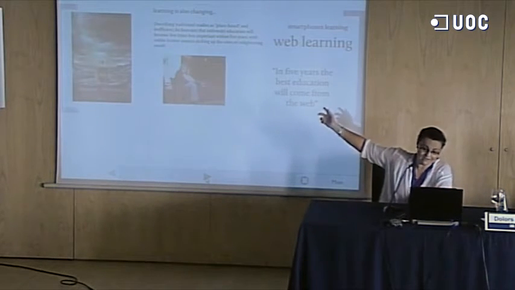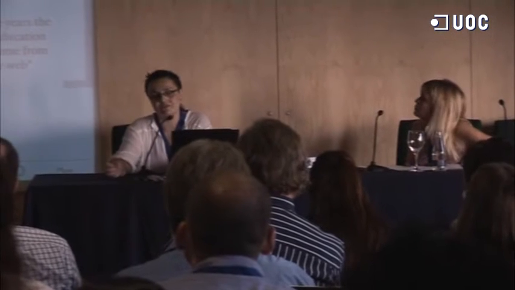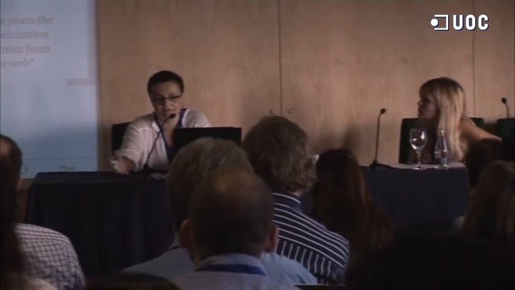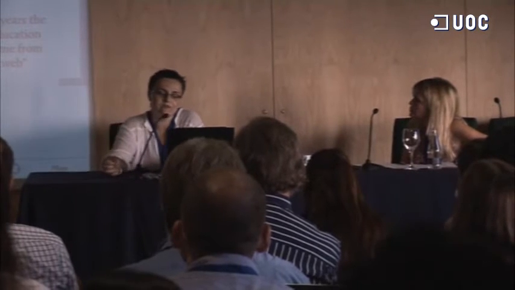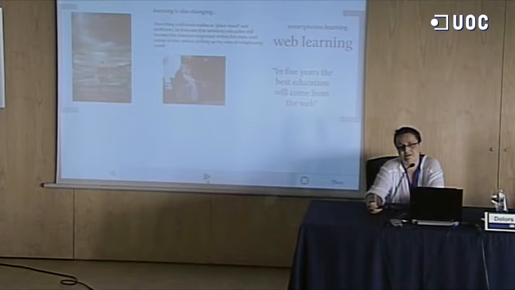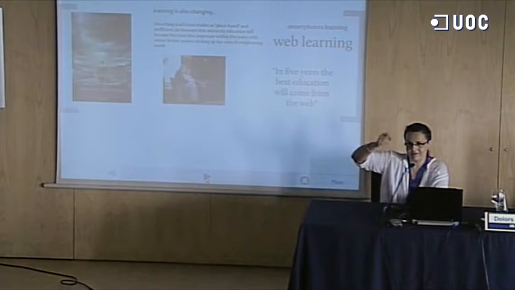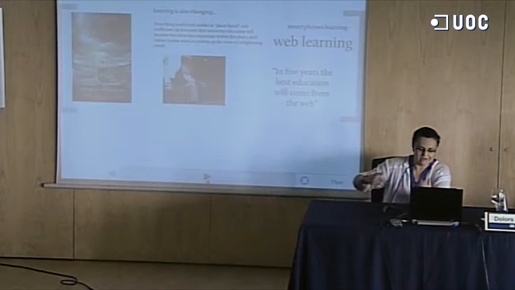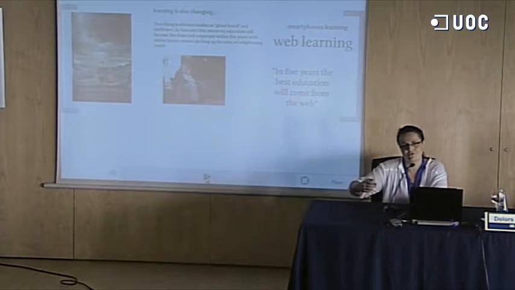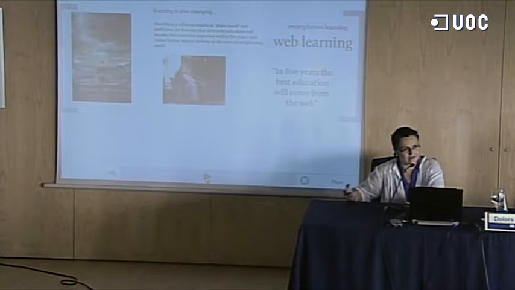The sentence is like this: describing traditional studies as place-based and inefficient, he forecasts that university education will become 5 times less important within 5 years. I don't remember the numbers exactly, but it is translated to dollars. If now a year in a United States university costs $20,000 a year, in 5 years it will cost $2,000 a year.